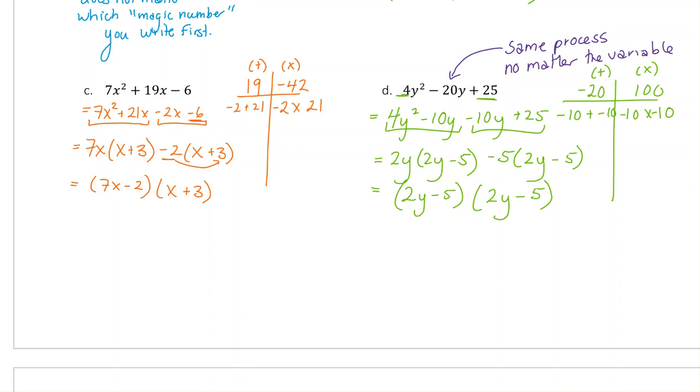Now, same thing as 4 times 4 can be said as 4 squared. Right here we have one binomial multiplied by another binomial, which is the exact same thing, it is itself. So we're going to rewrite this properly as 2y minus 5 squared. Okay, this is proper math notation and would get you full marks.